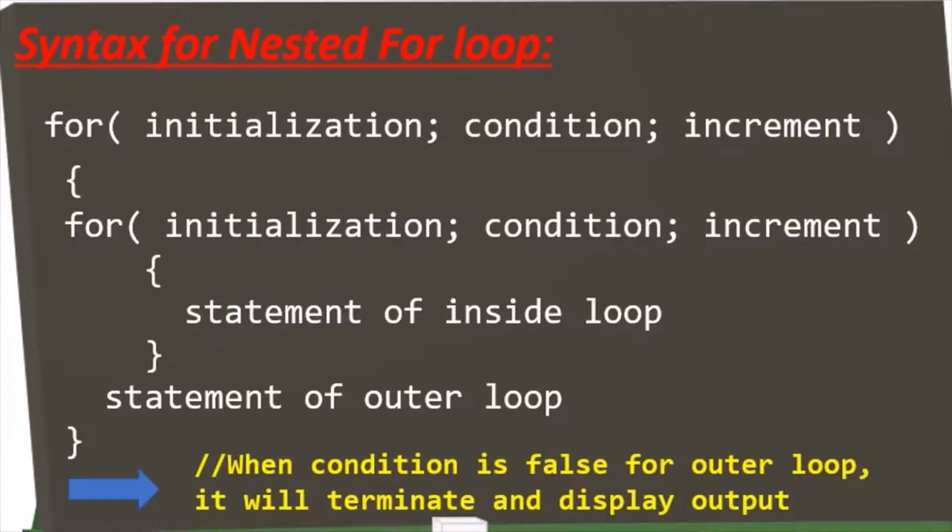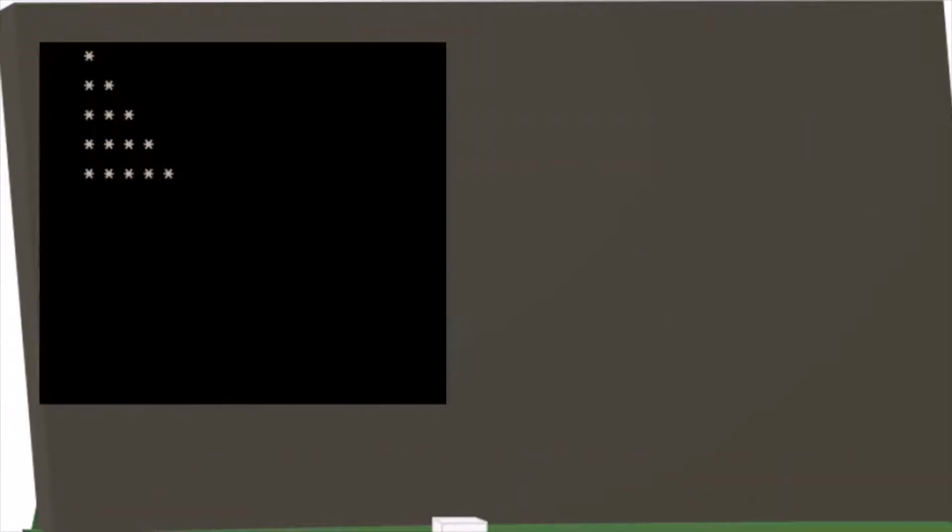One thing you have to always remember: when the condition is false for the outer loop, it will terminate and display the output. That means it's very important for the programmer to take the condition properly for the outer loop. If we make a mistake in the outer loop while declaring the condition, the desired output will not be there.